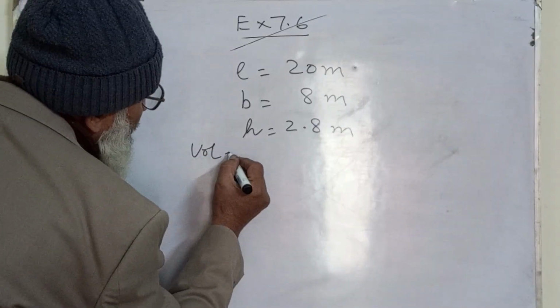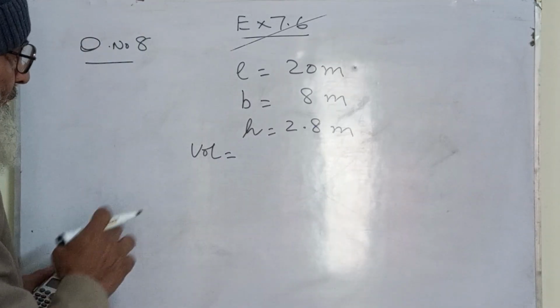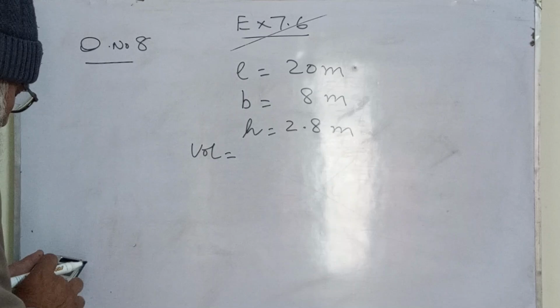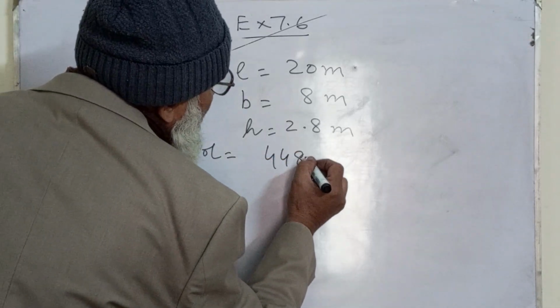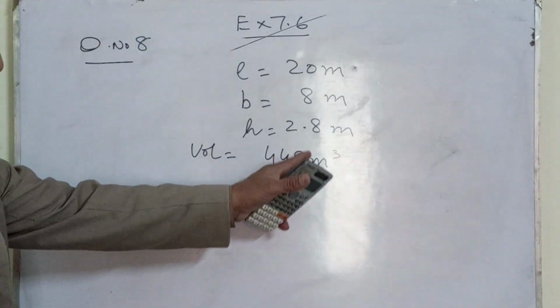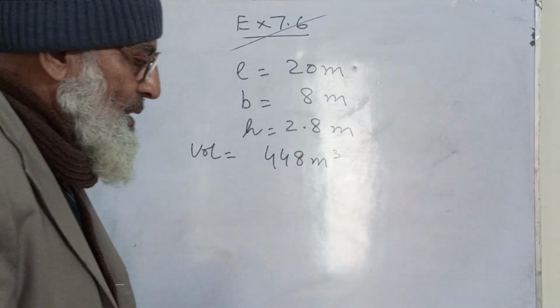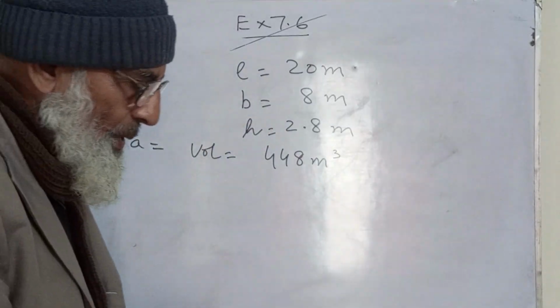We have to find the volume. The volume of the storage area is equal to 20 times 8, which is 160, multiplied by 2.5. 160 multiplied by 2 is 320, so the total is 400. Now this is the answer for part A.